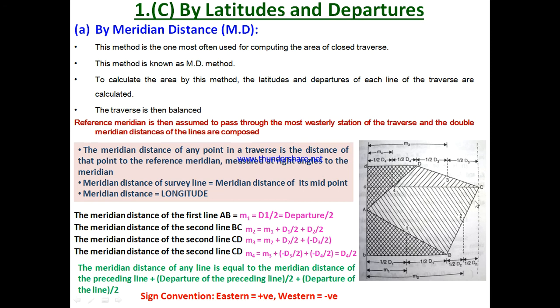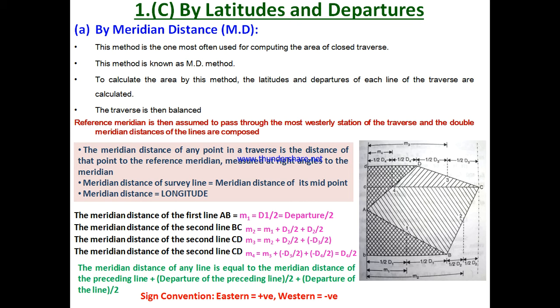Now BC, again it is moving in the east direction, so we will again take the sign of BC as positive. Then line CD is now turning to the west direction, therefore we will consider the departure value as negative here. And in the similar manner, line DA, we again see that it is moving towards west direction, so we will again take negative value for departure for line DA.